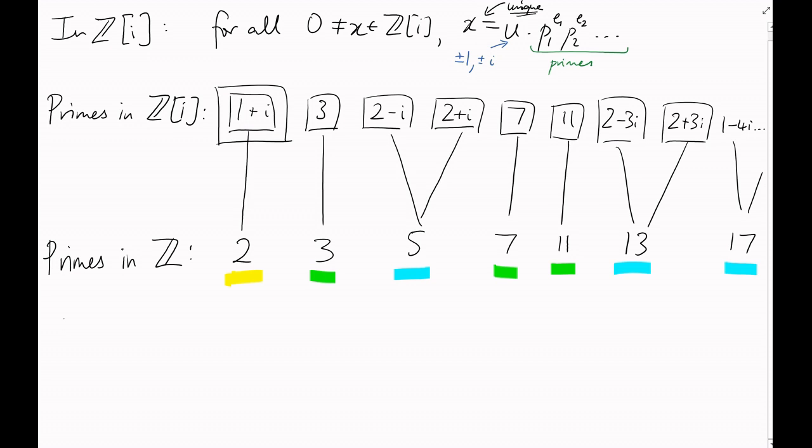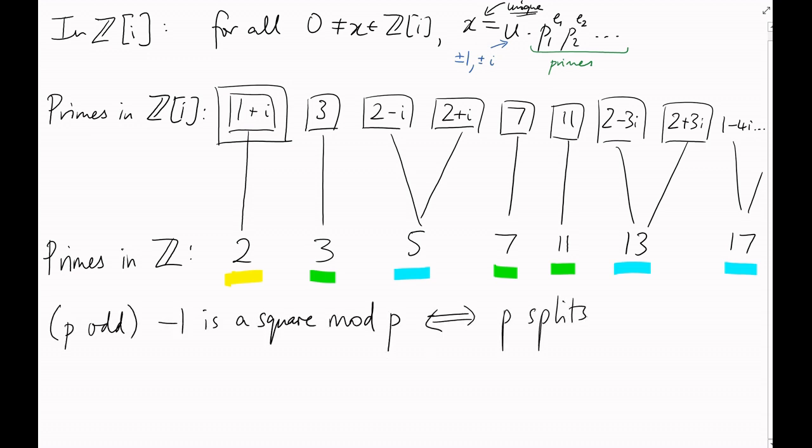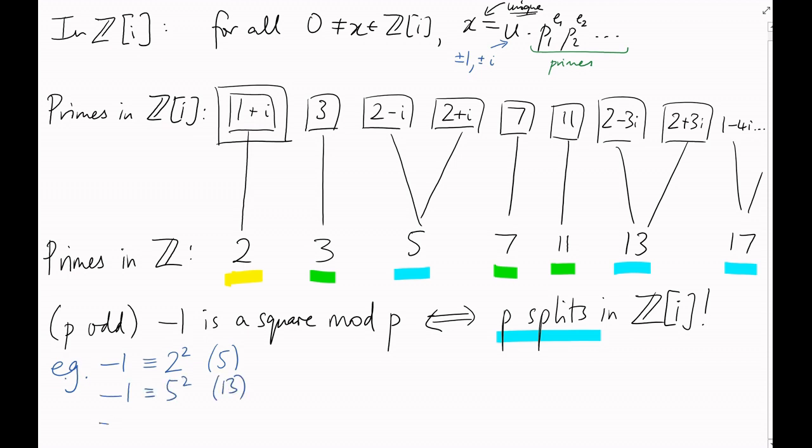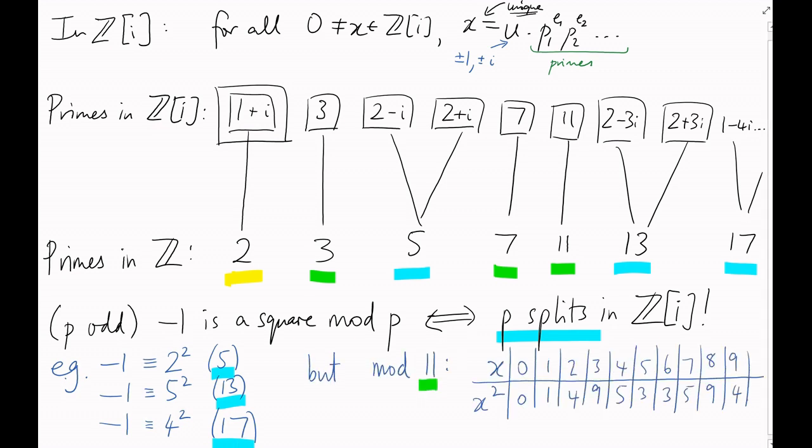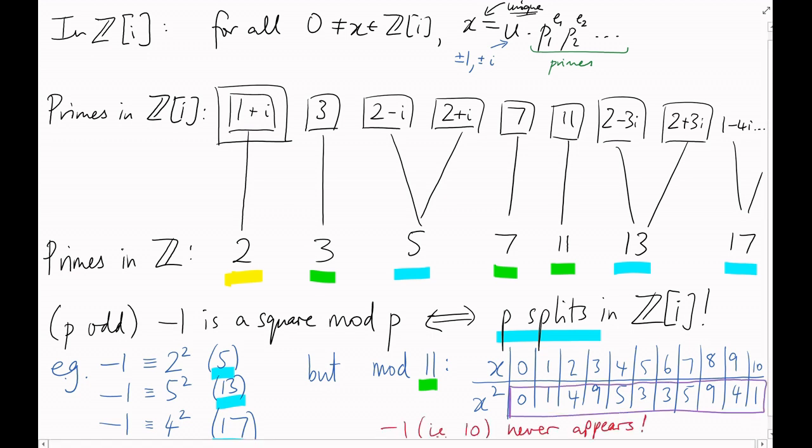We saw in video 5, and I reminded you at the end of video 9, that for odd primes p, minus 1 was a square mod p precisely when p split in Z adjoin i. Try it. Minus 1 is 2 squared mod 5, it's 5 squared mod 13, it's 4 squared mod 17, and so on. But if we write out the table of squares mod 11, say, we can see that minus 1 never appears, and we can do the same for all the other inert primes too.